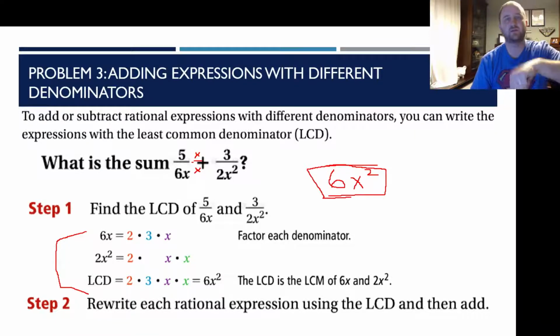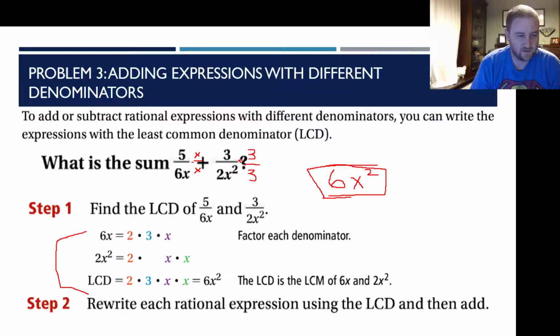Remember, you have to multiply each fraction by something that's equivalent to 1 in order for it to stay the same fraction. You can't just multiply it by x on the bottom, because then it changes the fraction. So you have to multiply it times x over x, because x over x is just 1, right? Now the second fraction, 2x squared, we need to multiply that times 3 over 3 to get that equal to 6x squared. Okay? All right, so let's rewrite this.